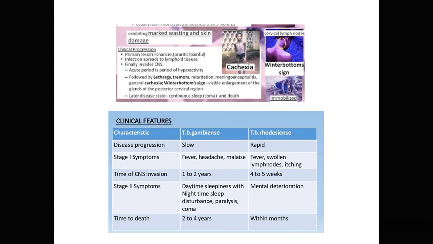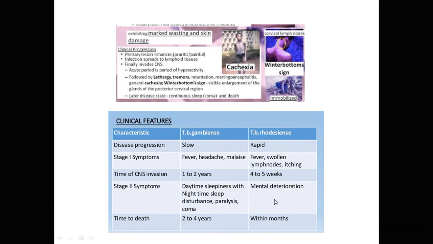Firstly, the person is hyperactive, then this stage is followed by lethargy, tremors, meningoencephalitis, cachexia, what we see here, and a distinct sign of the disease is Winterbottom sign. This is enlargement of the lymph nodes in the posterior cervical region that we see here. And in the later stage, the patient falls into continuous sleep, coma, and dies.